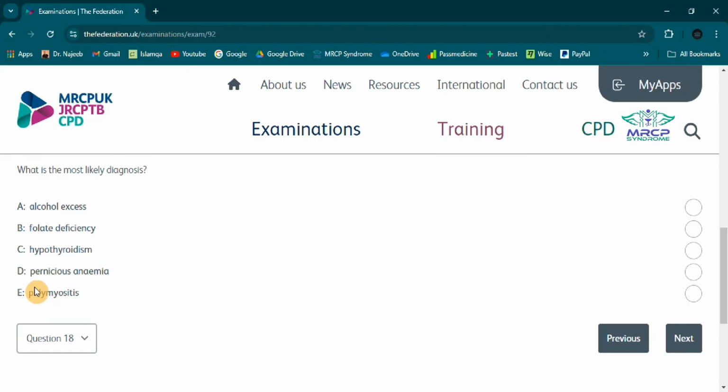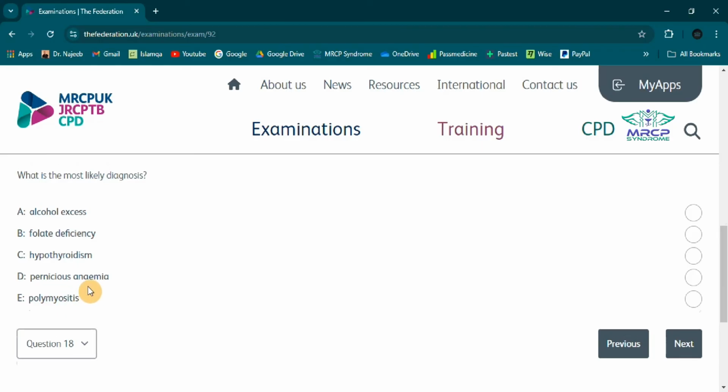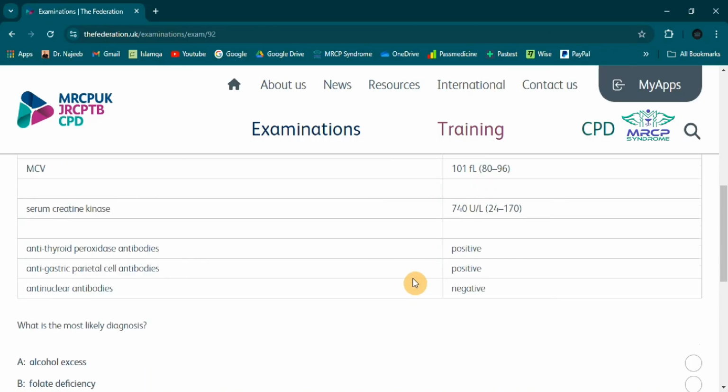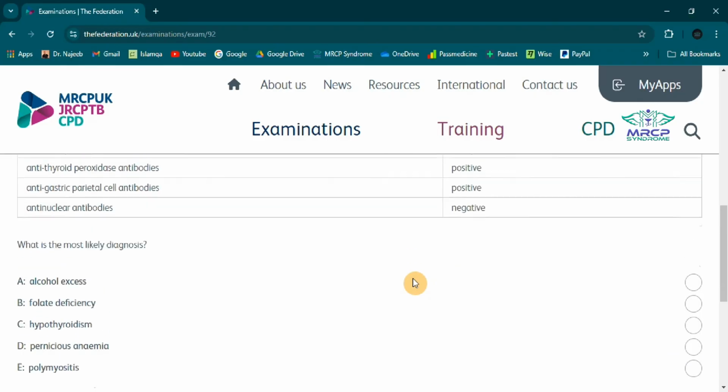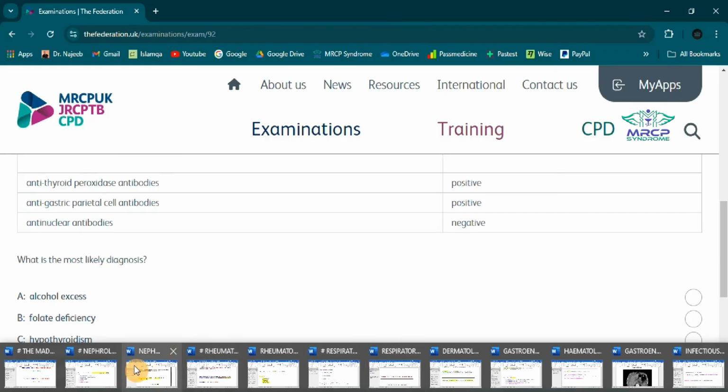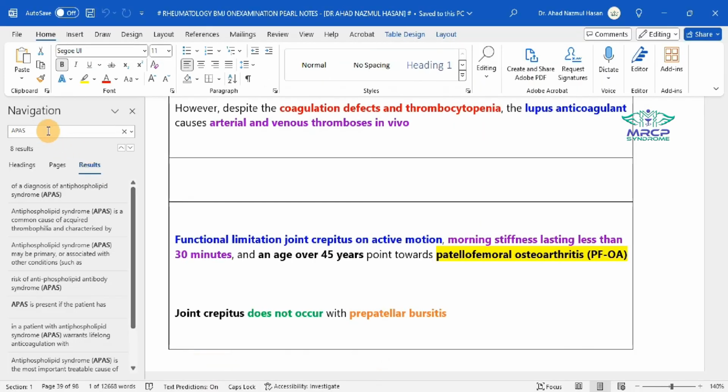Polymyositis is an inflammatory muscle disease, and it will cause a significant elevation in the creatinine kinase, at least greater than 1000, and there should be proximal muscle weakness. Polymyositis usually comes with painless, progressive proximal muscle weakness, and the absence of ANA and the presence of TPO antibodies is also making polymyositis less likely. So let me show you the polymyositis. How to treat a case of polymyositis?